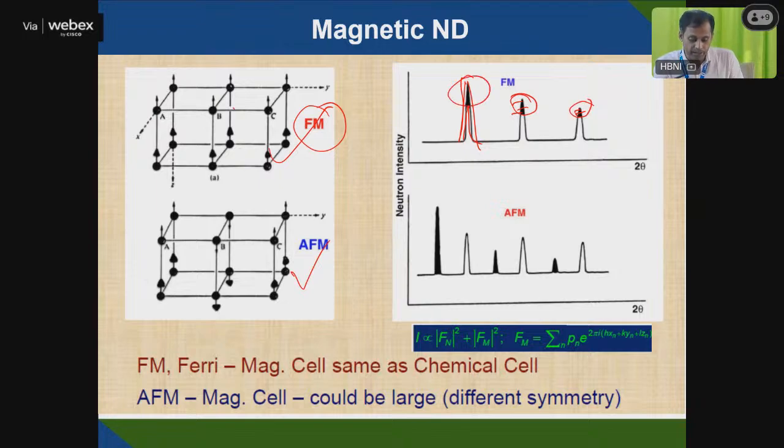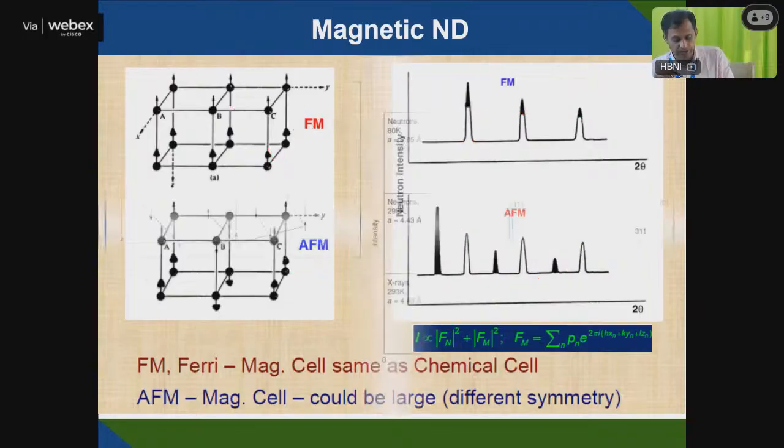If it's an antiferromagnetic material, the magnetic moments are opposite to each other. So you will get some additional peaks in the case of antiferromagnetic material. This is the ordering. So whether it is ferromagnetic or antiferromagnetic can be identified from magnetic neutron diffraction studies.